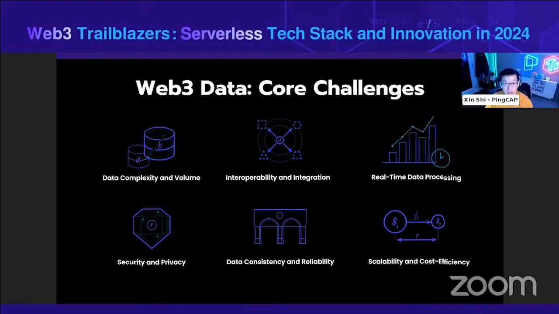Of course, security and compliance, that's how Web3 started. With the increased focus here, ensuring data security and privacy becomes more complicated. Web3 must balance openness with robust security protocols and also protect against possible data leaks and privacy breaches.